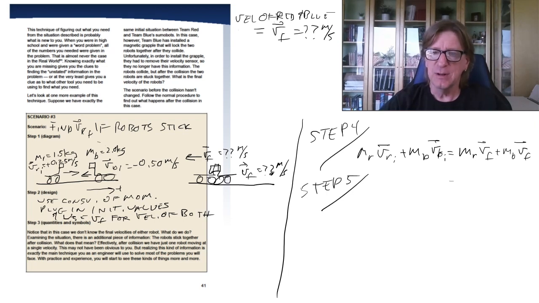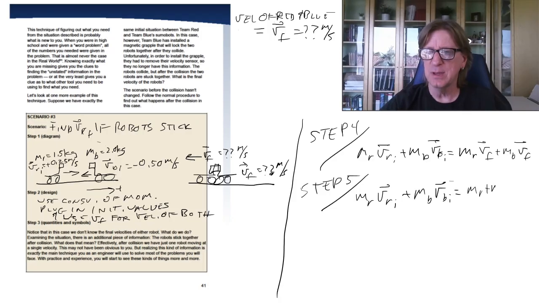All right, so I need to get that VF by itself. So the first thing I need to do is factor out that VF over there. So I've got MR VRI plus MB VBI, and then I'm going to factor out the VF. So I get MR plus MB times VF.